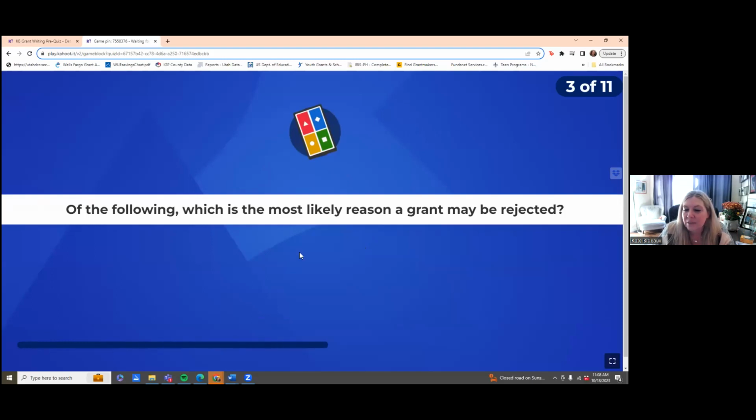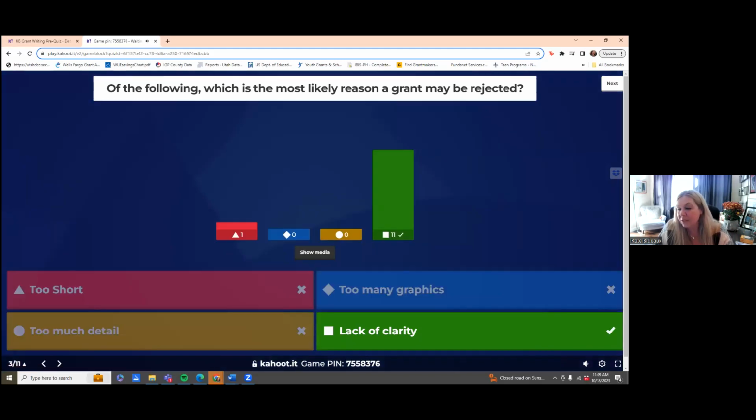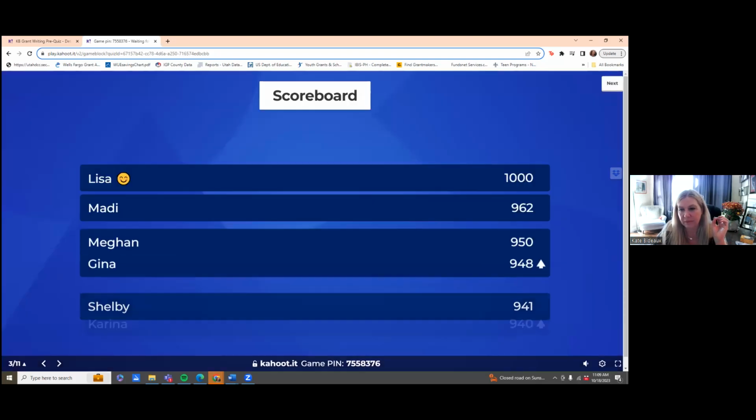Of the following, which is the most likely reason that a grant may be rejected? Too short, too many graphics, too much detail, or a lack of clarity? That answer is a lack of clarity. So the other ones, too short, too much detail, too many graphics, but the lack of clarity is the most important thing. You have to be clear what you're writing about.